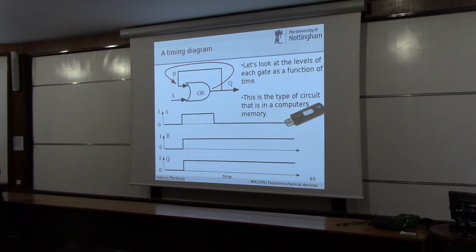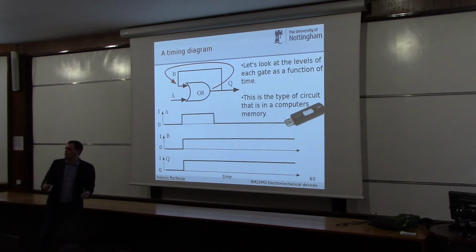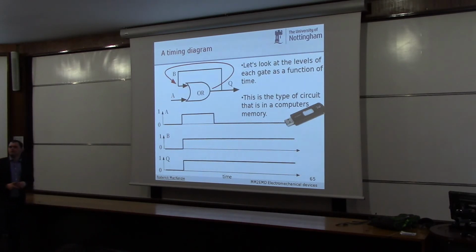So this is called a timing diagram. So very often when you have a digital circuit, somebody might say, draw the timing diagram of this circuit for the following inputs. And this shows that you really understand what's going on in the circuit. Any questions about timing diagrams? We'll have a little practice at those in the examples class on Friday.